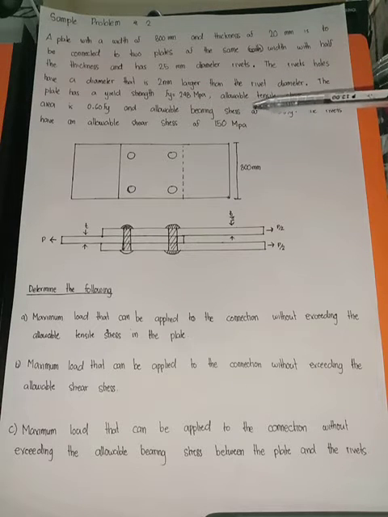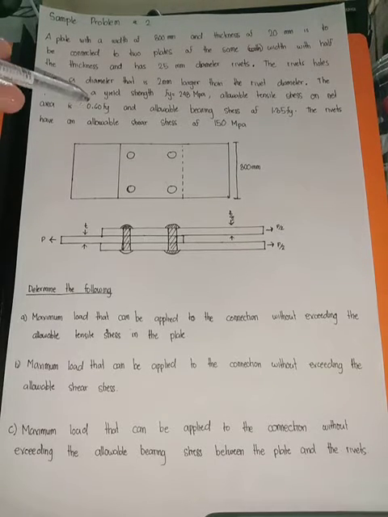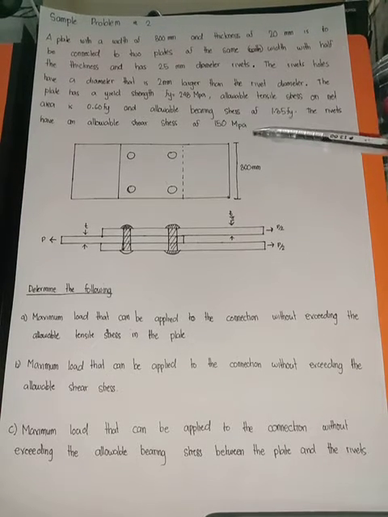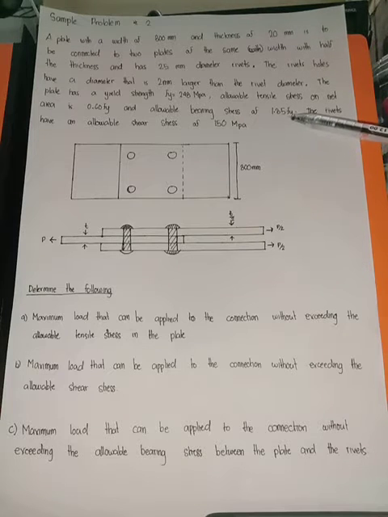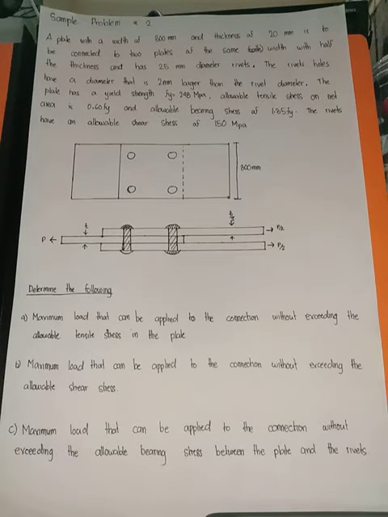It also has an allowable tensile stress on the net area that is equal to 0.60 Fy, or 60% of our yield strength. And lastly, the allowable bearing stress is 1.35 Fy, 1.35 times Fy. Then the rivets have an allowable shear stress of 150 megapascal.